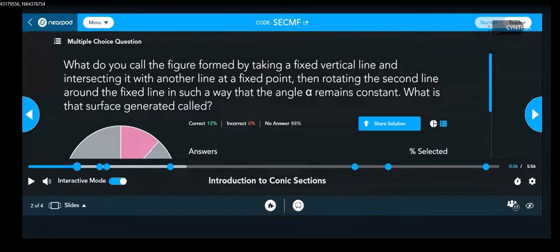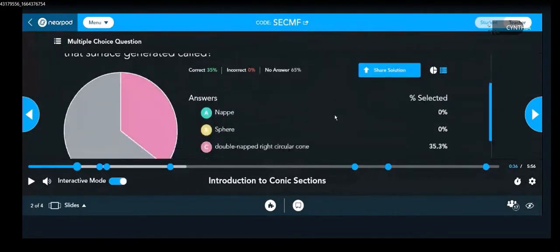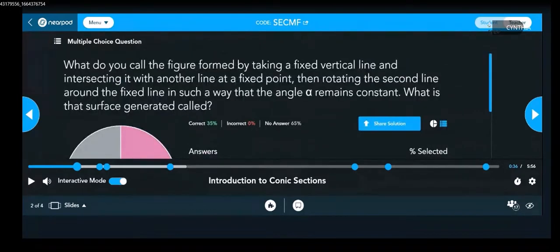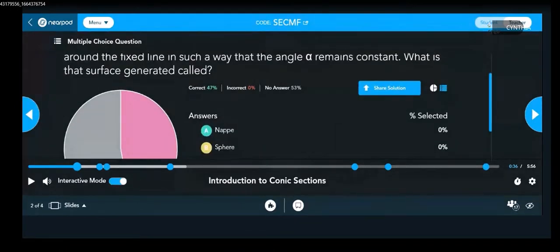Now, I'm going to wait a few minutes for you to answer. If you're not logged in, let me scroll up so you can see. What do you call the figure formed by taking a fixed vertical line and intersecting it with another line at a fixed point, then rotating the second line around the fixed point in such a way that the angle alpha remains constant? What is the surface generated called? If you did your review of your vocabulary, this will be a little easier for you, because this is going to go kind of fast if this is the first time that you've seen this.